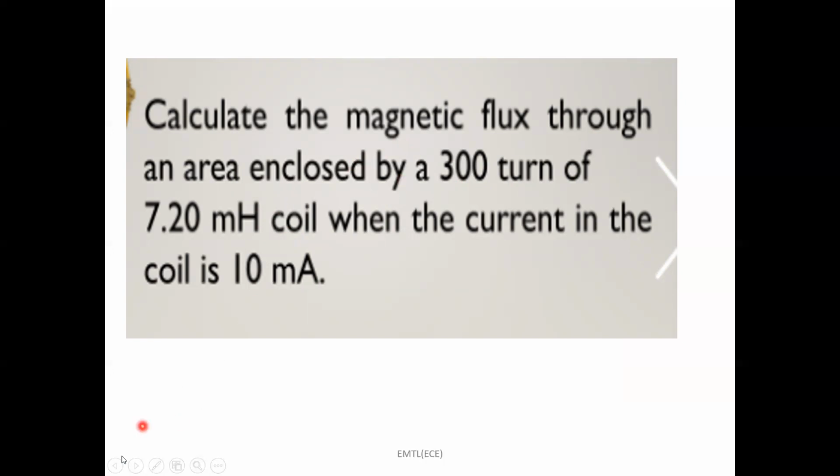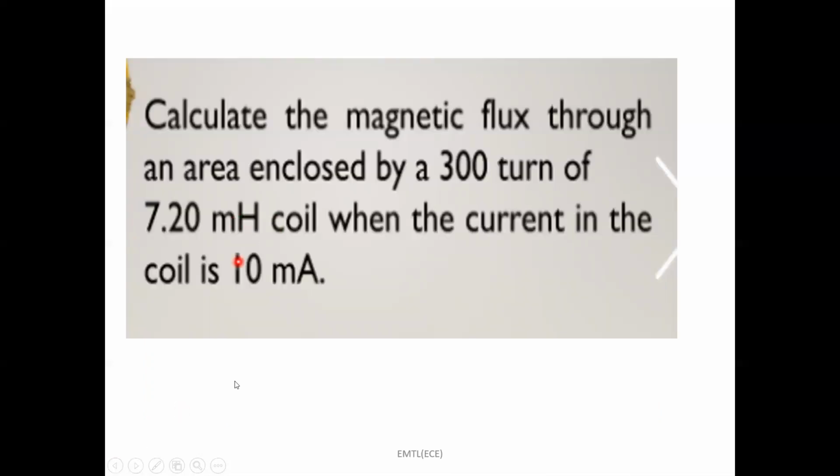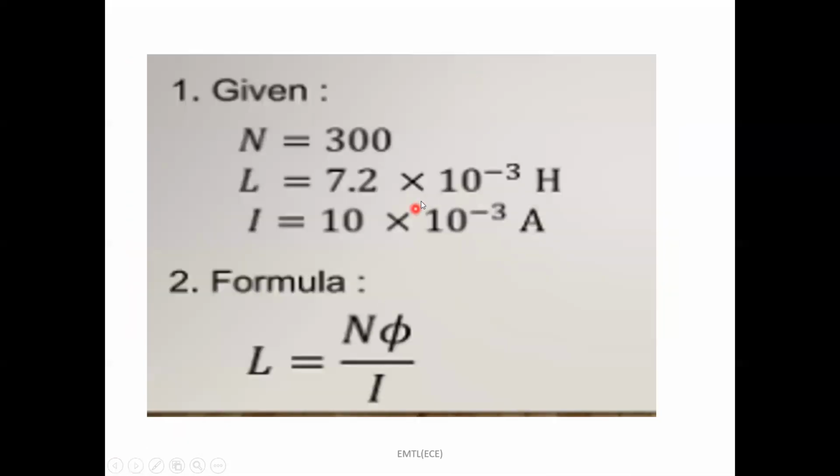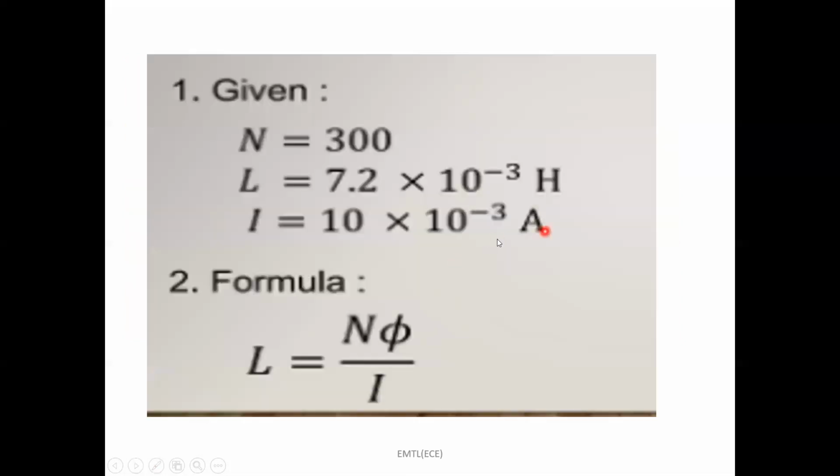Let us discuss the given values. The number of turns N is equal to 300, and the self-inductance L value is given as 7.2 millihenry, so we change it into Henry by multiplying with 10 power minus 3. The current value is given as 10 milliamperes, which is also changed into amperes by multiplying with 10 power minus 3.